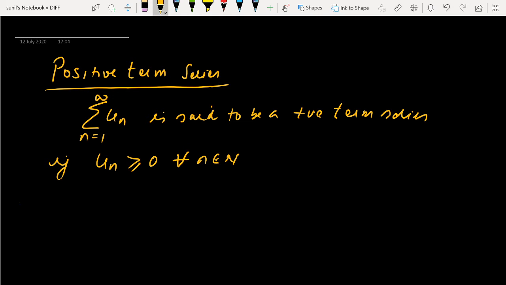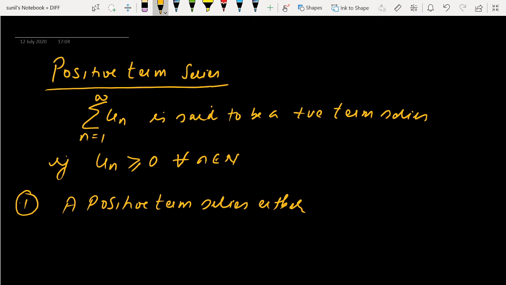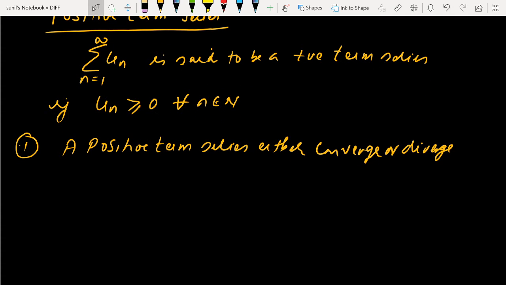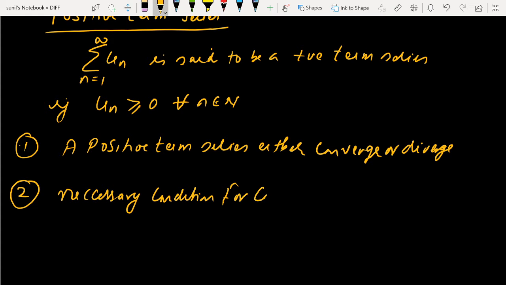Now, one thing that you should keep in your mind: a positive term series either converges or diverges. It never oscillates. Now, there is another criterion, that is the necessary condition for convergence.